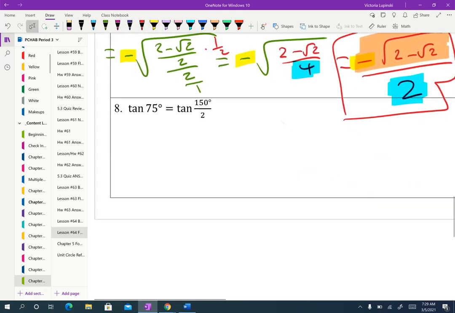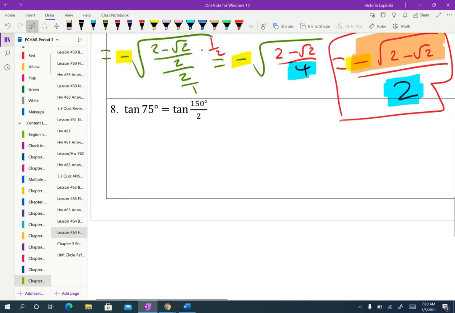And then luckily, in this case, the tangent is actually slightly easier. So the last problem of the day, we're trying to find the tangent of 75, and that's equal to the tangent of 150 over 2. And just to clarify here, the 75 is the u over 2, where the 150 is the actual u. So just make sure that you know the difference.